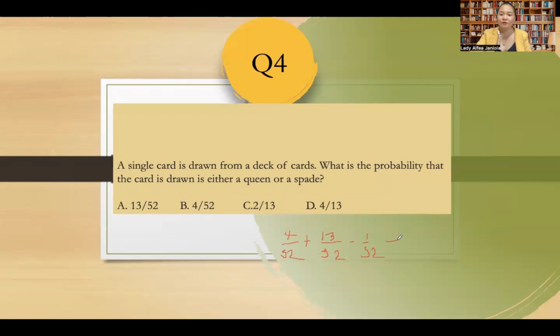So you are going to add first this one. So this is 17. 4 plus 13, 17 minus 1 is 16. 16 over 52. So the answer, divide by 4. So that is 4 over 13. So the answer is letter D.